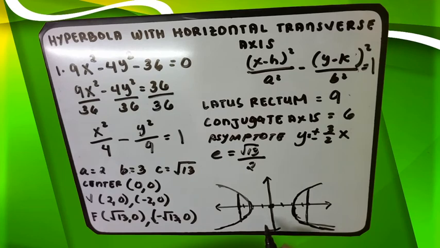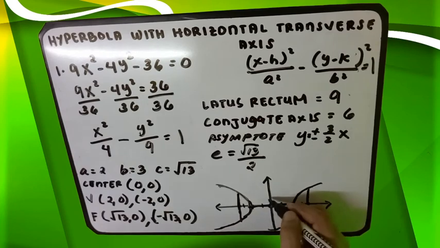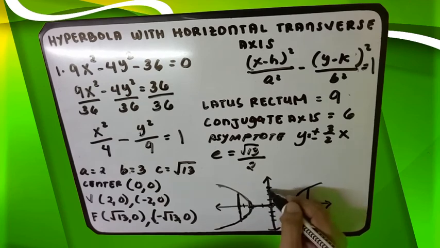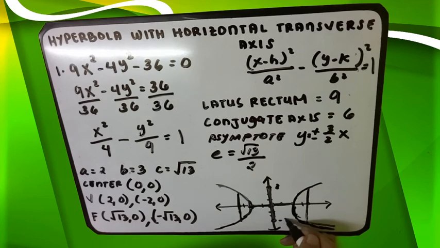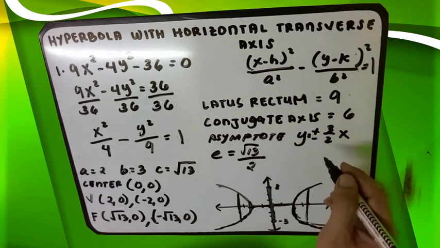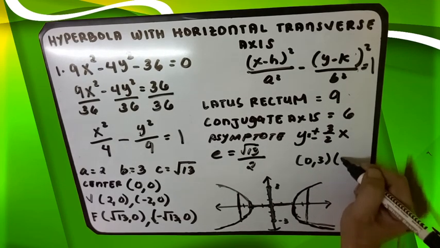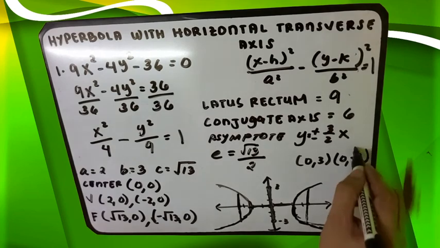Conjugate axis, so 6. Pero ang center ay nasa 0. So, kung perpendicular siya dito sa transverse axis, horizontal transverse axis, center niya ay 0. So, magmumove tayo ng 1, 2, 3, at negative 1, negative 2, negative 3. Pag pinagsama nyo yan, ang total length niya ay 6. So, ito yung endpoints ng conjugate axis. Sabihin, for the coordinates of the conjugate axis, that is 0, 3 and 0, negative 3. So, that is for the conjugate axis.